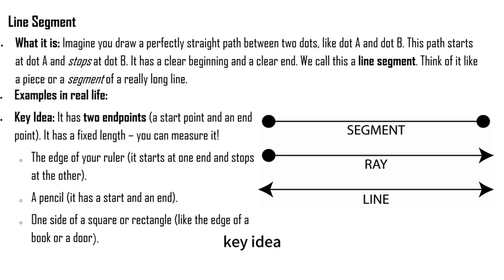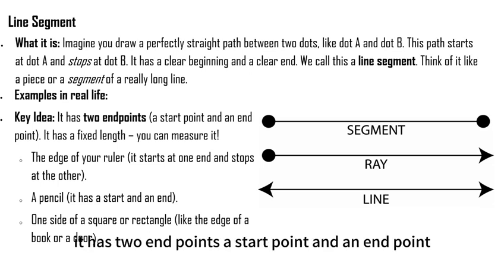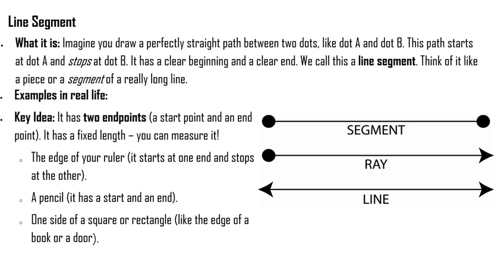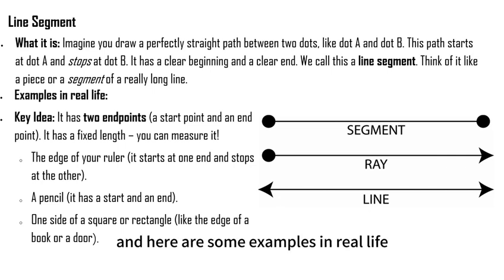Key idea: it has two endpoints, a start point and an end point. It has a fixed length. You can measure it. And here are some examples in real life of line segments.